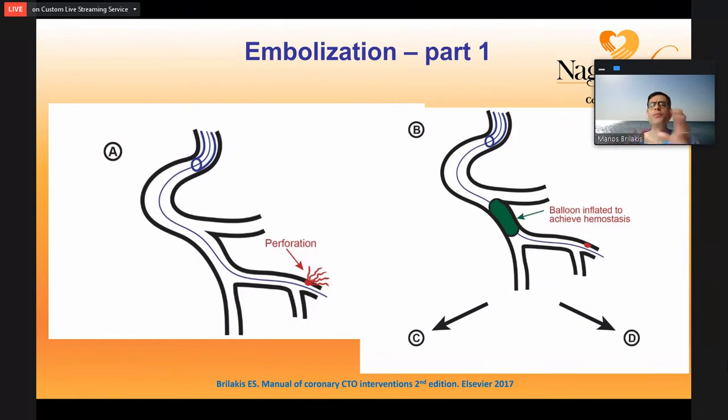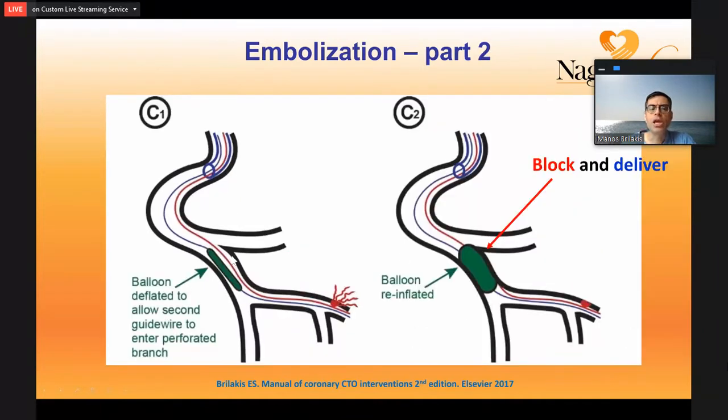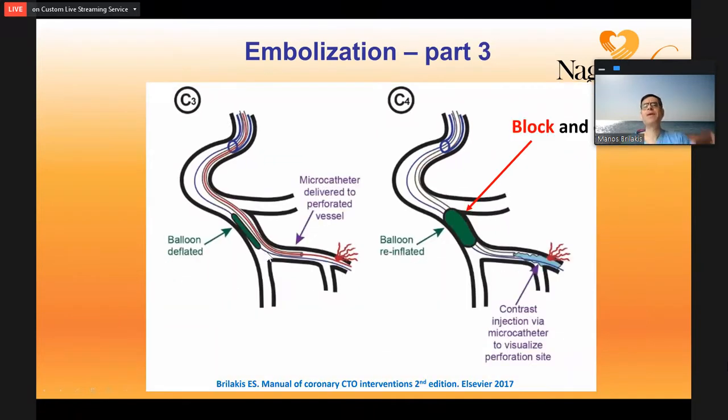And how do you do this? This is done most commonly using the so-called block and deliver technique, which is very similar to what you've seen for large vessel perforations. So here is a distal vessel perforation. The balloon is up to minimize the bleeding. Then you deflate the balloon to advance a second guide wire, and over the second guide wire, you advance a microcatheter.